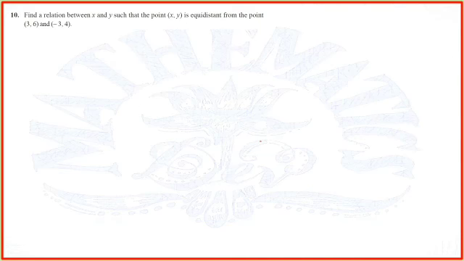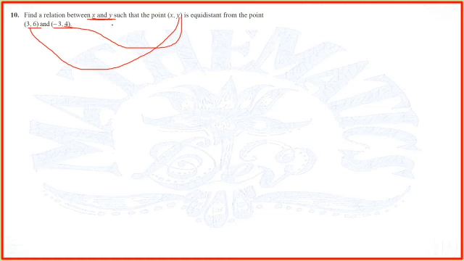Question number 10, which is the last question of this exercise, is: find the relation between x and y such that the point (x, y) is equidistant from the points (3, 6) and (minus 3, 4). So first of all, this distance is equal to this distance. So the relationship of this question is in x and y. That means the answer of this question will not be a numerical value, since there are two variables. The answer will be in the form of an equation in x and y. So we go for the solution.